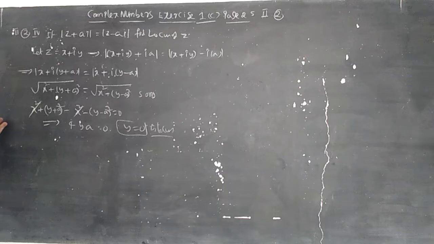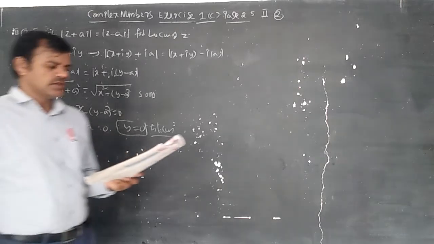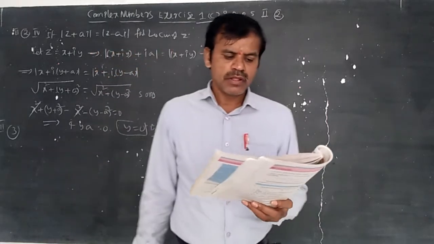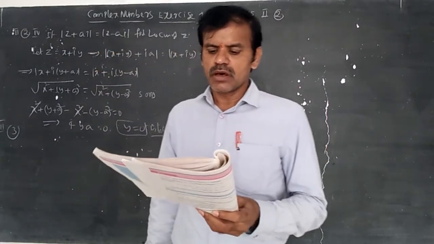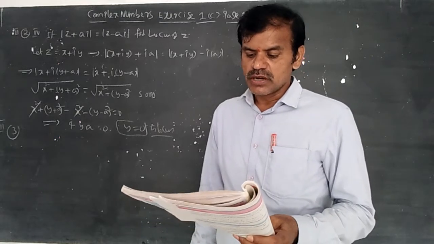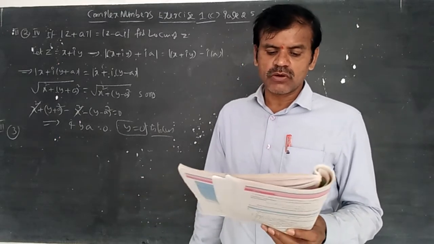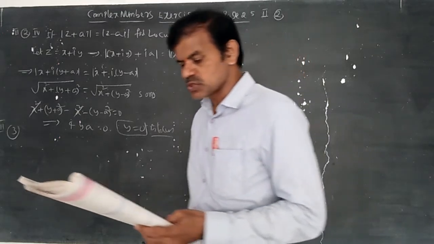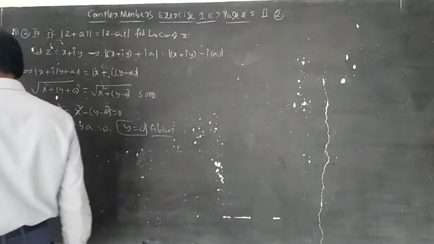Roman number 2. Third one: given that z is equal to x plus iy, and the point P in the Argand plane represents z, describe geometrically the locus of P satisfying the following equations.